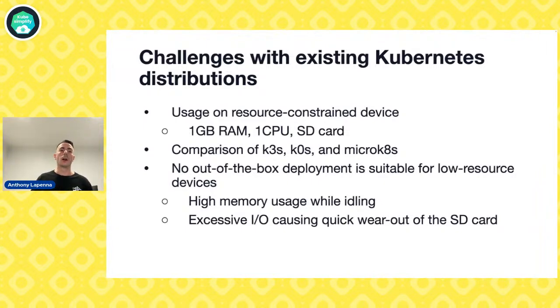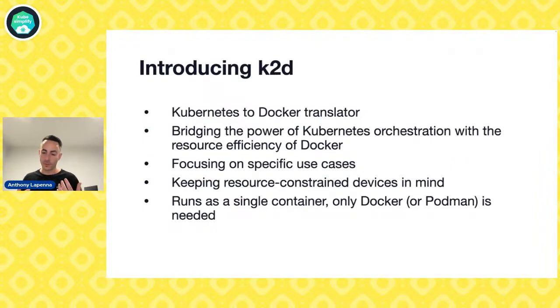These are some of the challenges that we found, which led us to, right, how can we actually solve these problems? We still want to help people deploy their Kubernetes manifests, which are the de facto way of deploying on their edge devices, even though we're facing this problem. So this is why we built K2D, which is a Kubernetes to Docker translator. Its entire goal is to bridge the power of Kubernetes, that orchestration and management power, with the resource efficiency of Docker. Docker is lightweight.